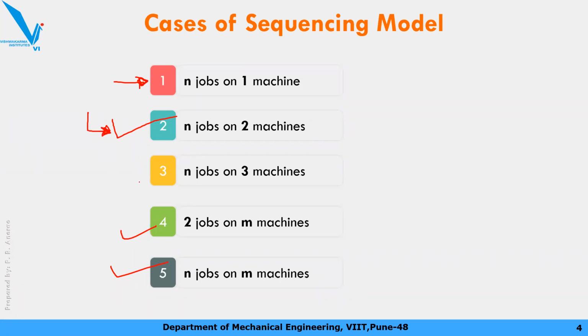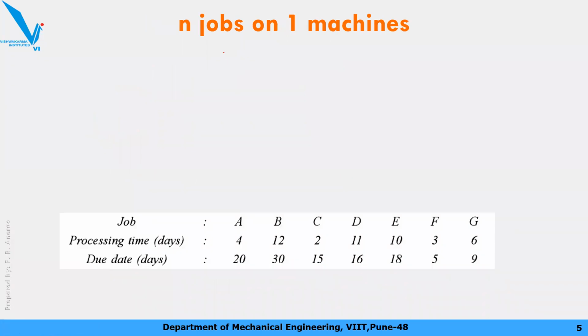Case number 2. And in rare cases, we get a question on case number 3, that is n jobs on 3 machines. The approach for case 3 is almost similar to case 2. The procedure is almost similar. Okay, so we will go through each and every case here, starting with n jobs on one machine.